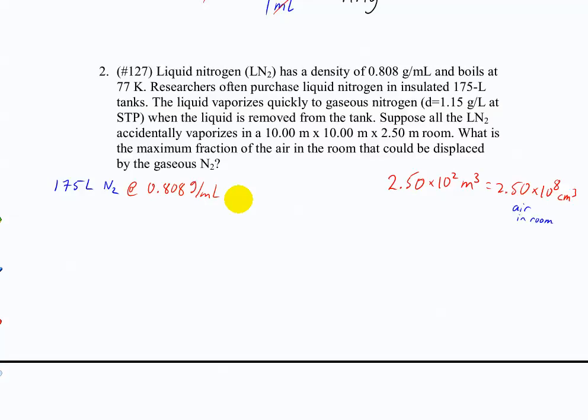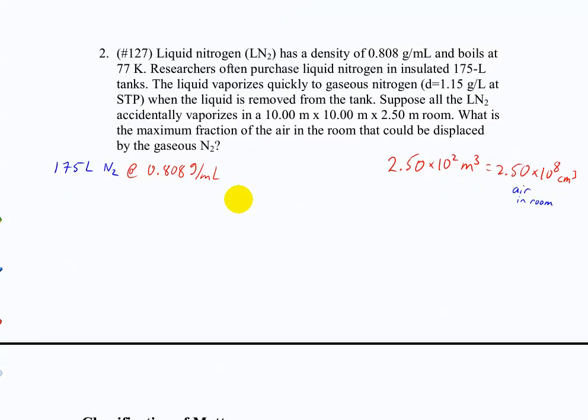So let's set up a conversion here. 175 liters times 1,000 milliliters per 1 liter. That's going to cancel out the liters. Times 0.808 grams per 1 milliliter. So now that cancels liters, cancels milliliters, and we're left with grams. If you do that all, you get 141,400 grams of nitrogen in that tank. So now, starting from there, see if you can do the rest of the problem.